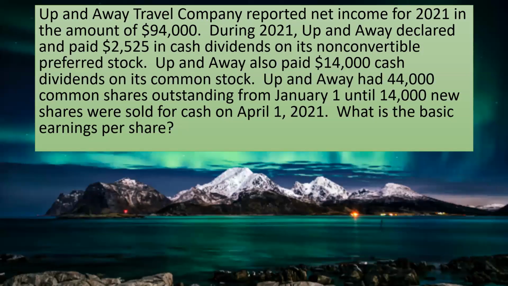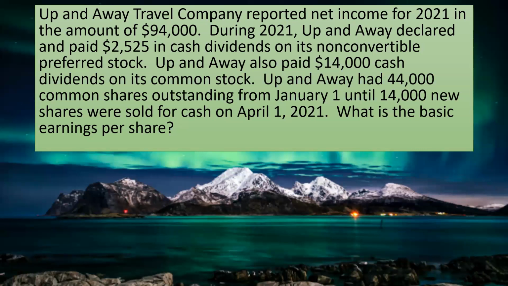Okay. Up and Away Travel Company reported net income for 2021 in the amount of $94,000. During 2021, Up and Away declared and paid $2,525 in cash dividends on its non-convertible preferred stock. That's important. Up and Away also paid $14,000 cash dividends on its common stock. Up and Away had 44,000 common shares outstanding from January 1st until 14,000 new shares were sold on April 1st, 2021. What is their basic earnings per share?